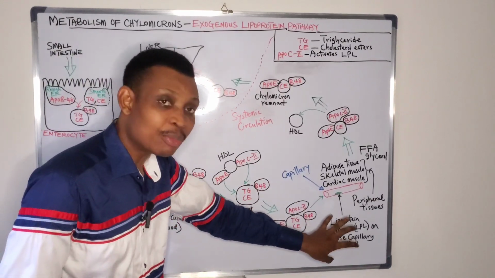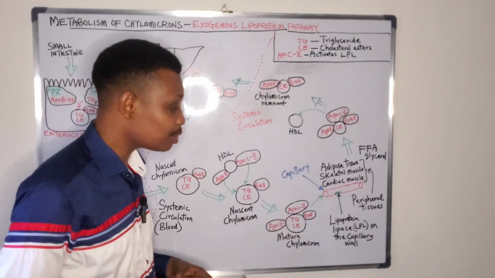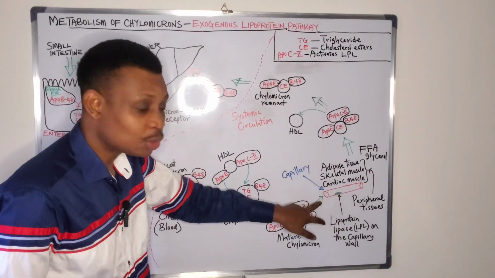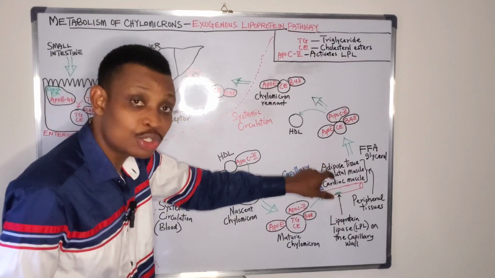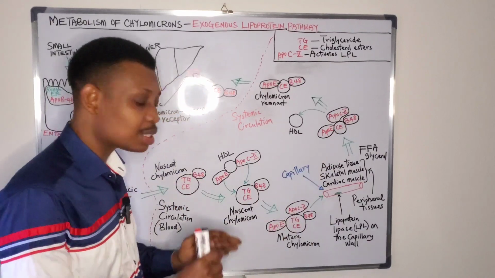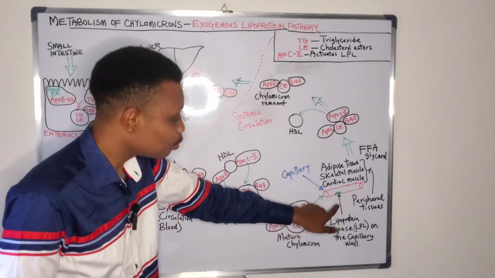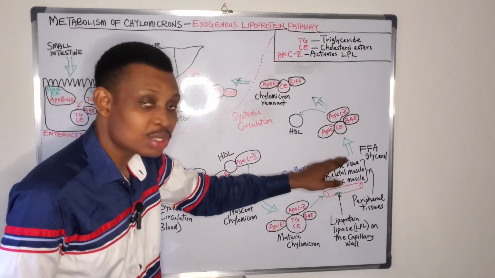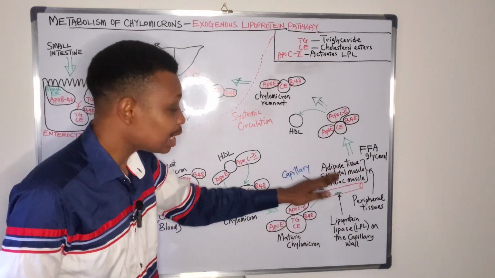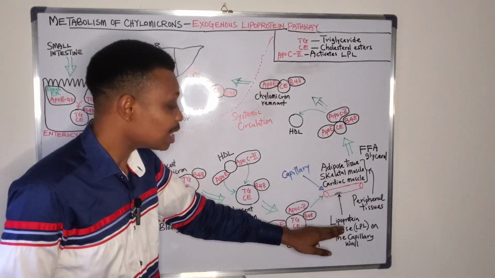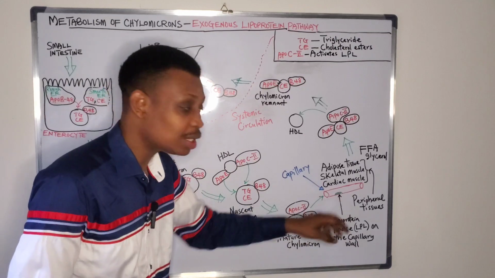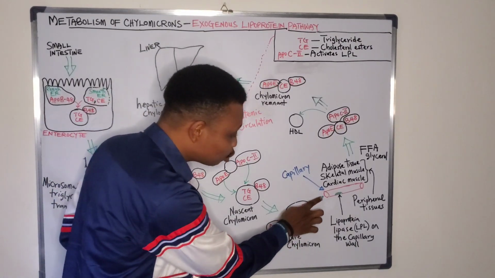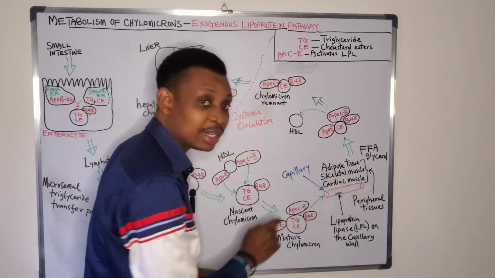And this lipoprotein lipase is released from the cells into the capillary of these tissues. Where the lipoprotein lipase is located is at the wall of the capillaries. So at the wall of the capillaries of the adipose tissue, skeletal muscle, and cardiac muscle, that is where lipoprotein lipase is located. And then this mature chylomicron will have to pass through the capillary.